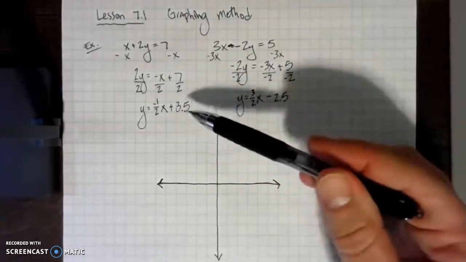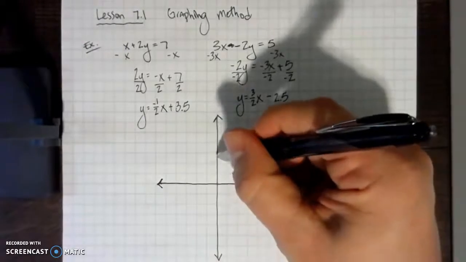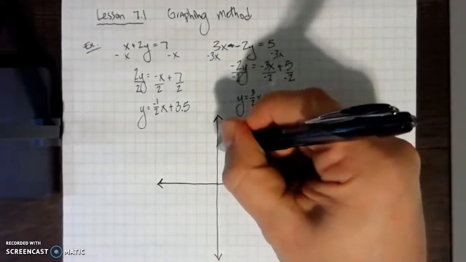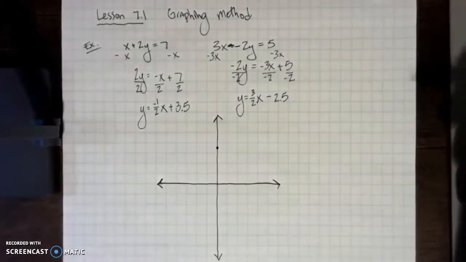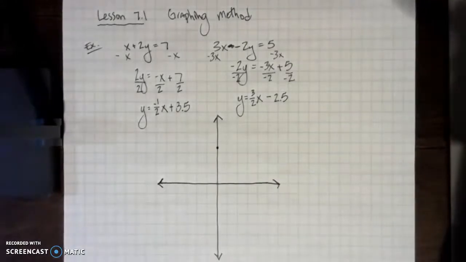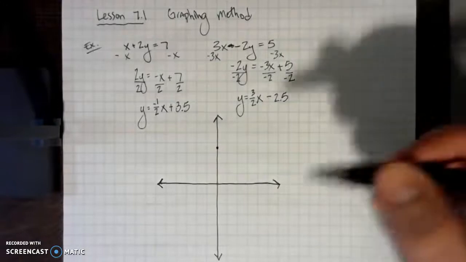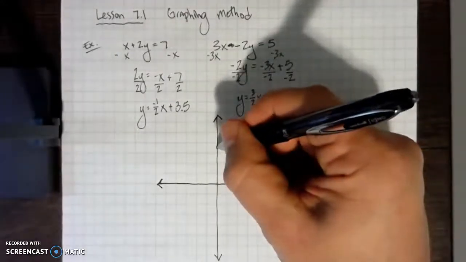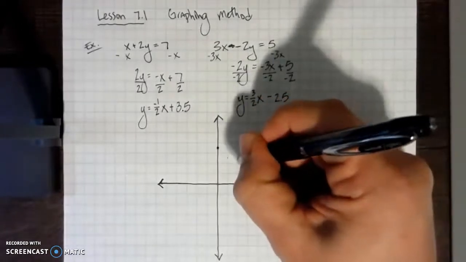So let's look at our first one. The y-intercept is at 3.5, so I'm going to come up 1, 2, 3.5. And then my slope is negative 1 over 2, or negative 1/2. It could be 1 over negative 2, either way. So I think of it as rise negative 1, run 2.